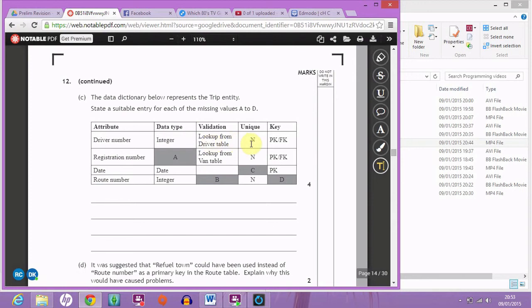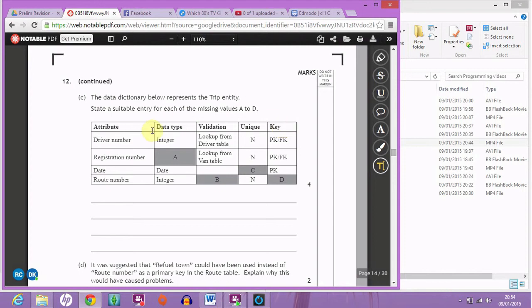So please be really careful and don't just go, oh, if it's primary key it must be unique, because when it's a compound primary key, remember, a compound primary key is a primary key that's made up of more than one attribute. If it's a compound primary key, some of the attributes might not be unique. All of them together are unique, but on their own they might not be unique. And then finally you've got the key column, which is either your primary key or your foreign key.